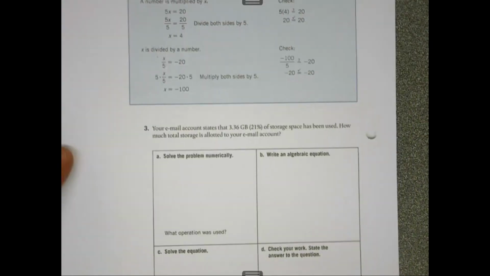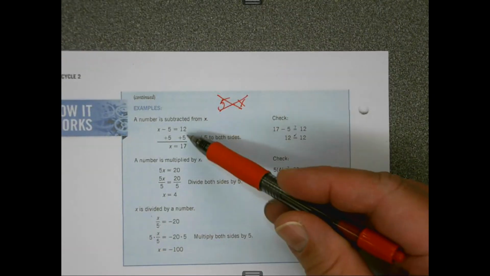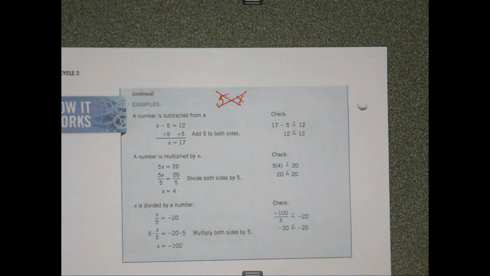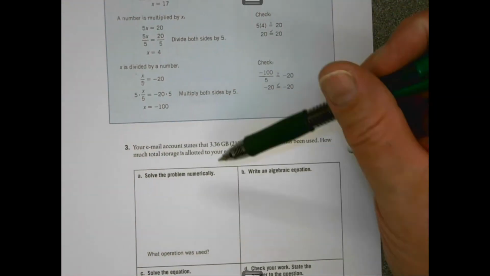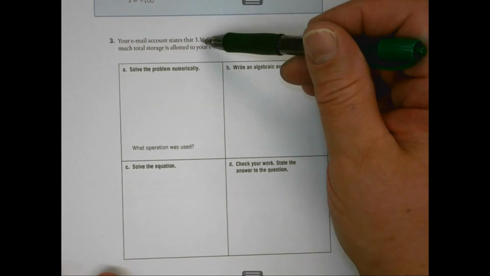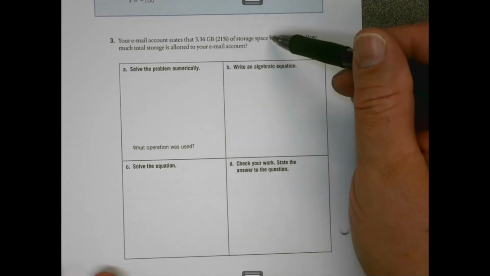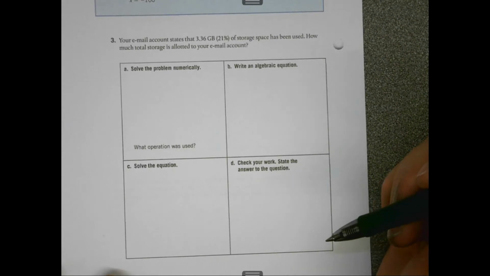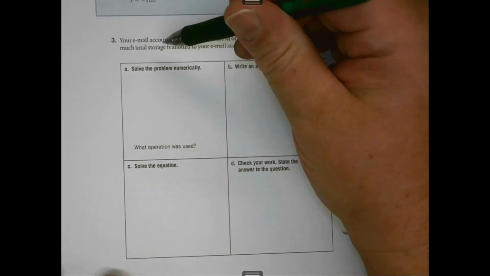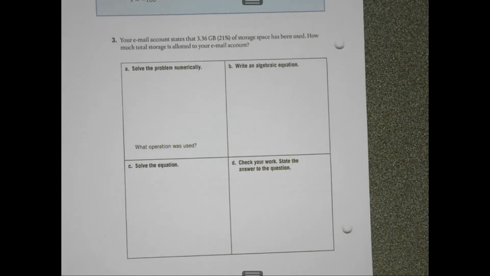Okay, your email account states that 3.36 gigabytes or 21% of the storage space has been used. How much total storage is allotted to your email accounts? And so this one's not so straightforward. Right away you notice that this is getting a little more difficult. But if you look at it, we could still do this pretty simply in a calculator.